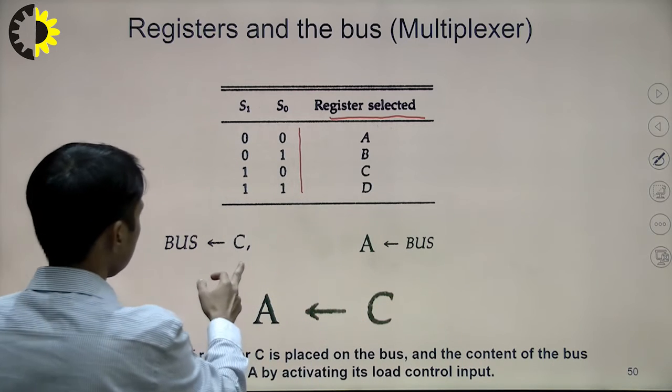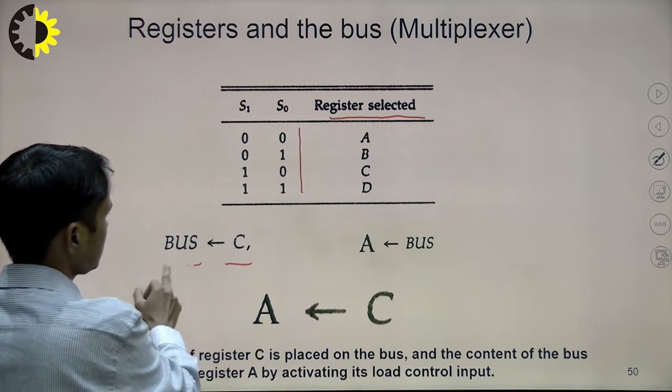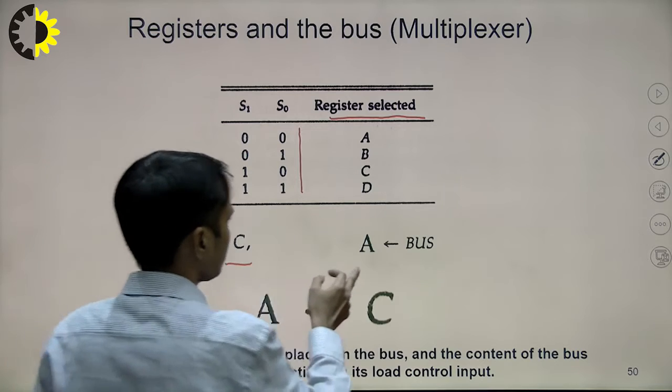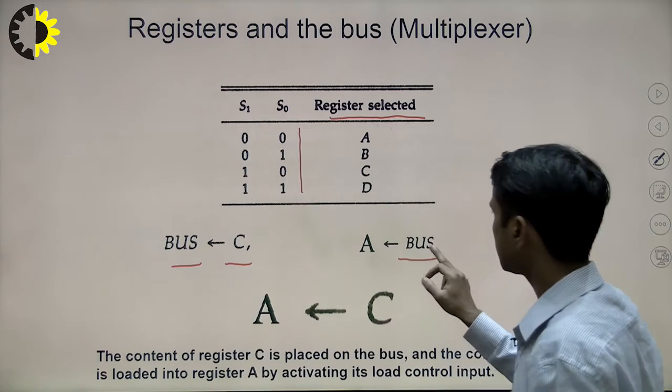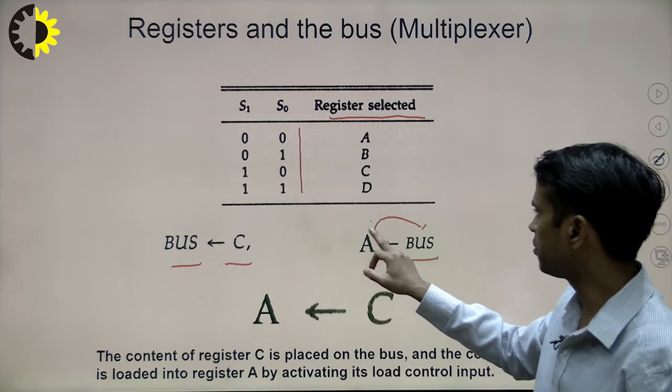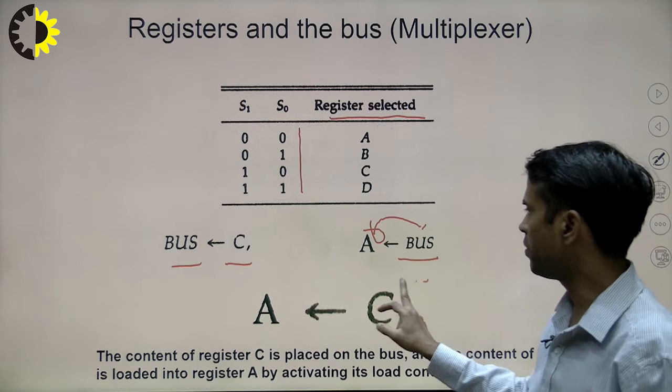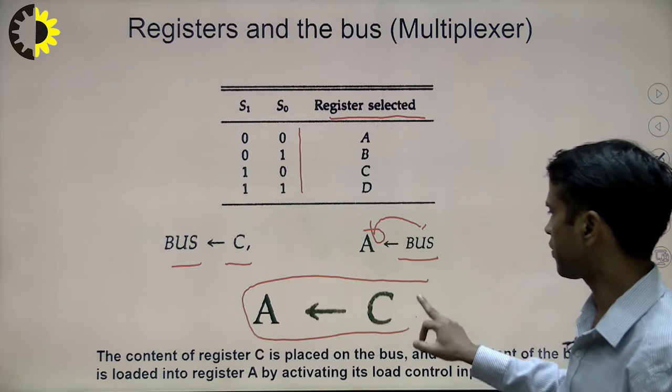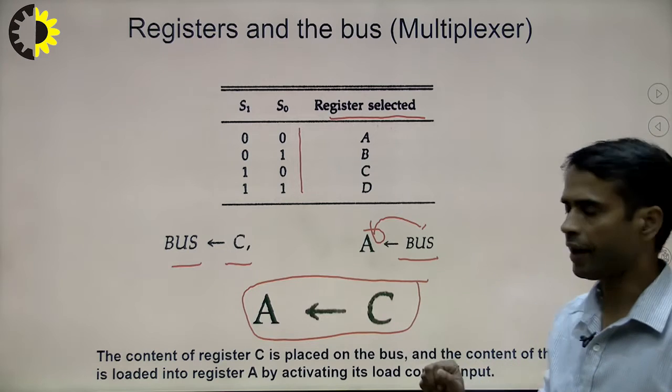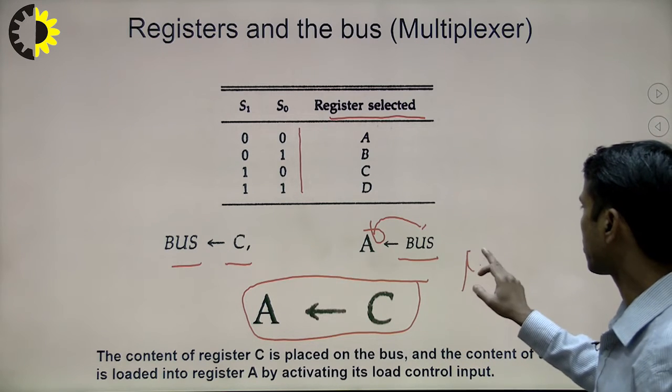First the data will be sent from register C to bus, and after it has arrived at the bus, the data will go back to register A. So, formally, this transfer of data from register C to A is one micro operation.